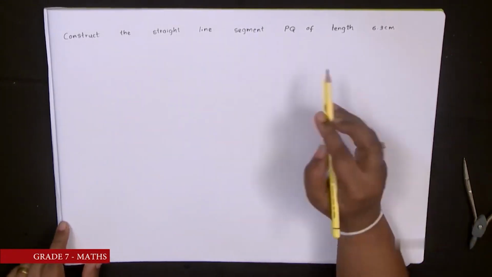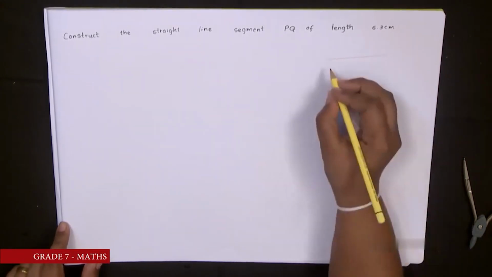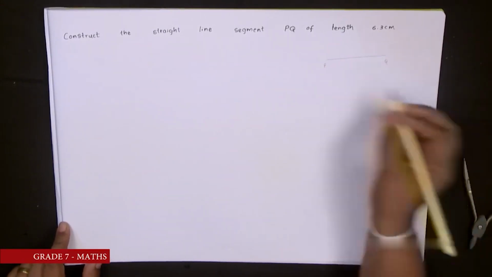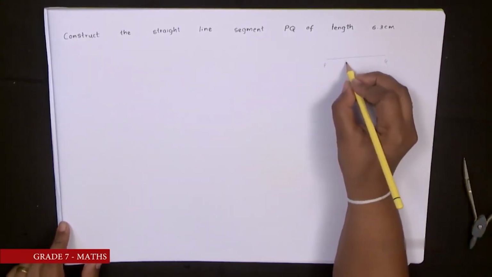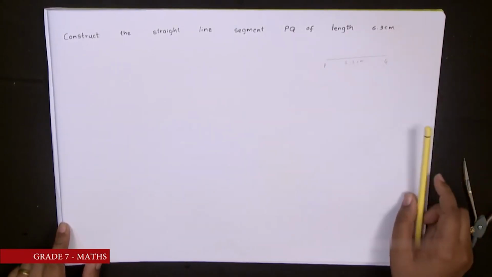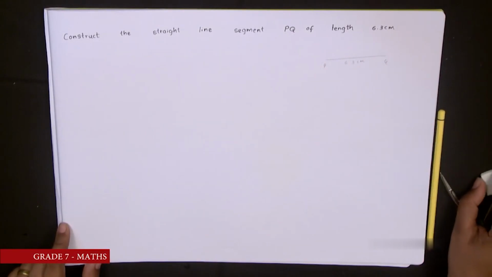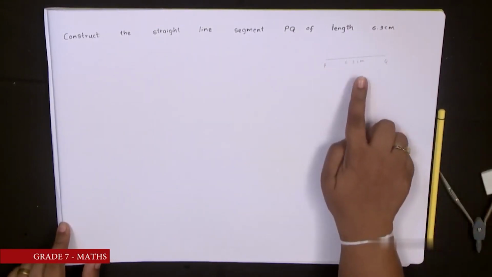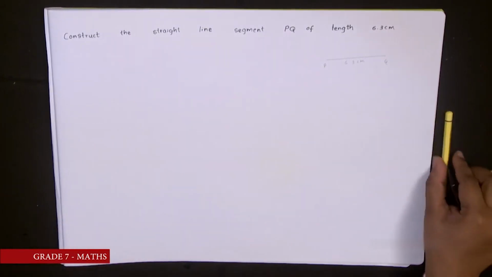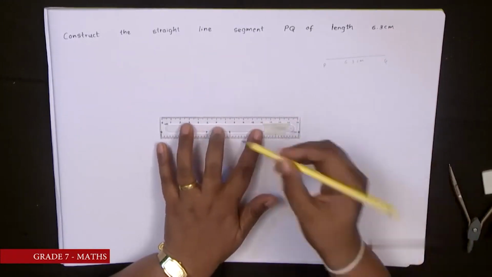Okay. Now, we need to construct a straight line segment. The name of the straight line segment should be PQ. The length should be 6.3 centimeters. Right. Now, here I have drawn the rough sketch. Now, according to the rough sketch, we can plan our construction.